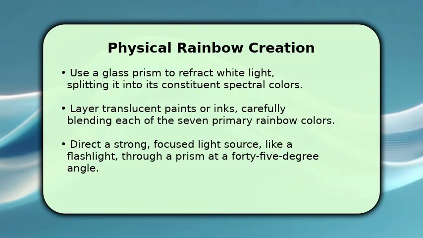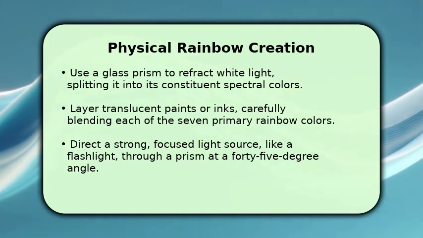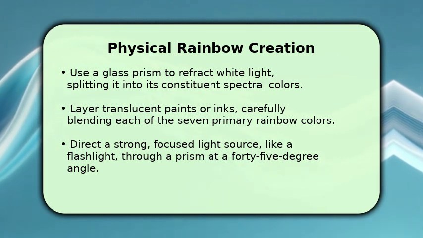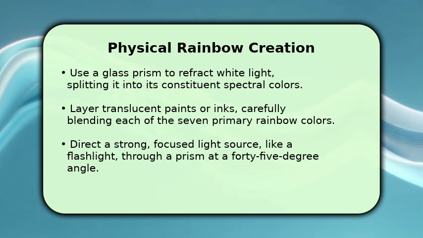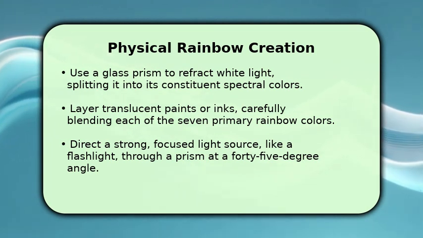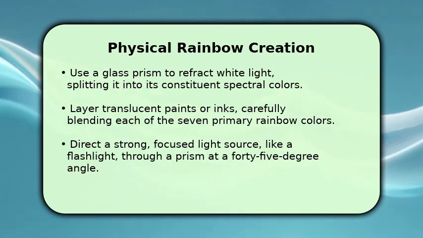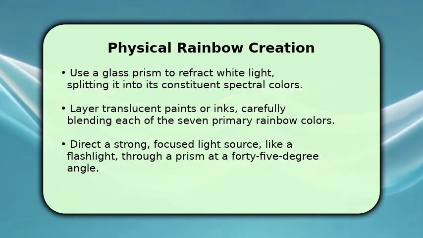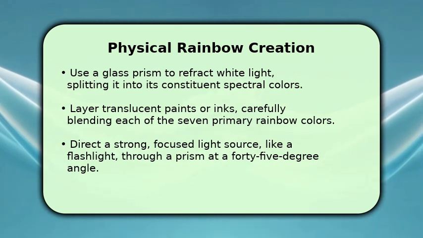Creating physical rainbows can be incredibly rewarding. A simple glass prism, when placed in direct sunlight or under a strong artificial light, will beautifully disperse light into a full spectrum. For artistic projects, consider layering translucent paints. Start with red, then orange, and so on, ensuring smooth transitions between each of the 7 colors. Experiment with light sources and angles, perhaps a 45-degree angle, to achieve the most vivid and captivating display.